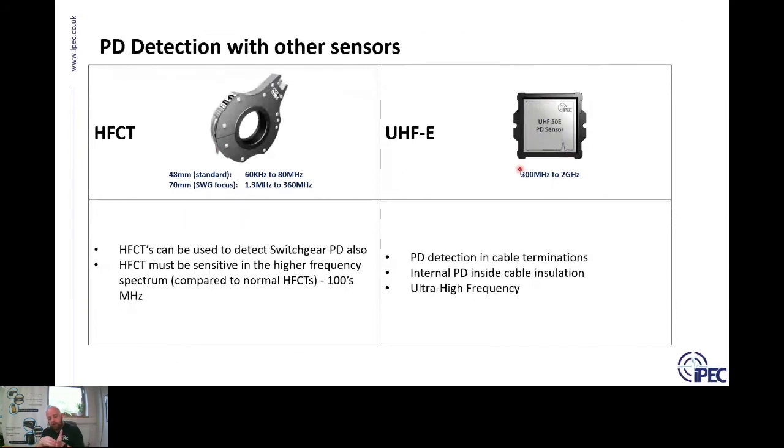So typically in applications where we would install an ultrasonic sensor, we take the opportunity to install an embedded UHF sensor inside the cable termination, so that if PD is occurring inside that termination that's not visible on the outside for an ultrasonic sensor, then this UHF-E sensor will be able to detect this PD activity. UHF-E is designed for PD detection in cable terminations, internal PD inside the cable insulation itself, and again, it's an ultra high frequency sensor. In a cable termination, PD would generally be detected by this UHF before being detected by a TEV sensor.